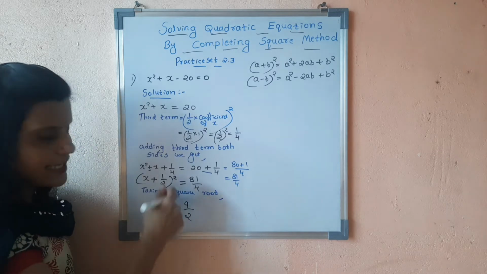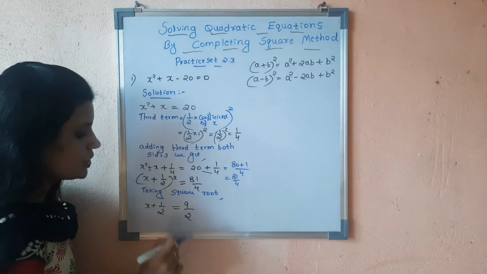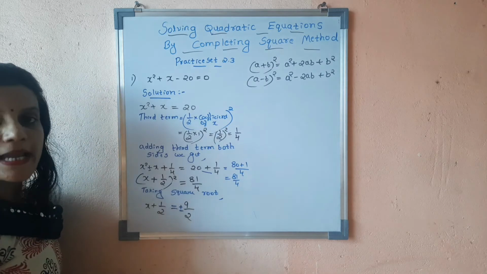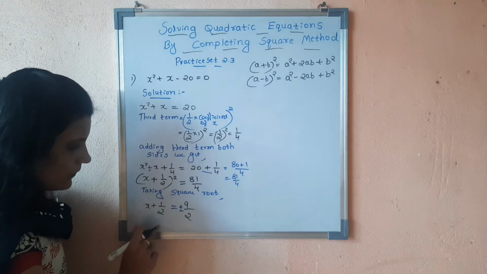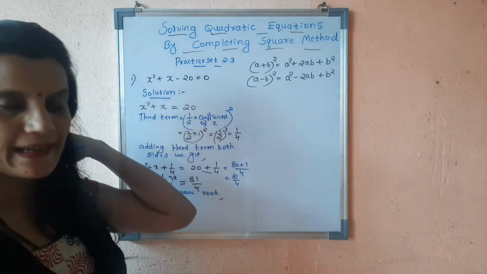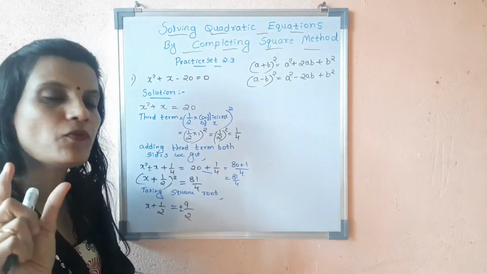Simple, but when you are taking a square root, you should mention this symbol over here, that is plus or minus. After that, you know that any quadratic equation will have 2 solutions or 2 roots.